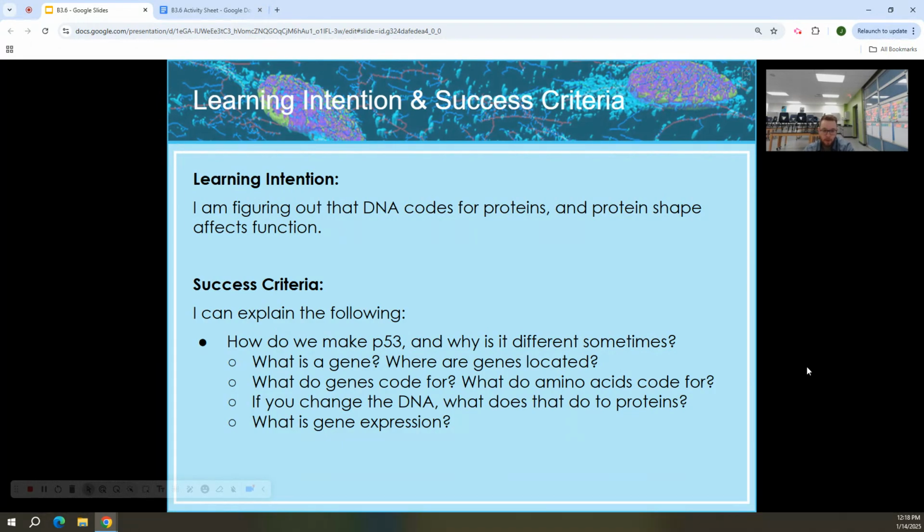But now kind of smaller questions within those. What is a gene and where is it located? So what are genes and where do I find them? What do they code for? And what do amino acids code for? And probably, what an amino acid is then. If I change the DNA, what does that do to the proteins? And then what is gene expression? When you hear the term gene expression, what does that mean?